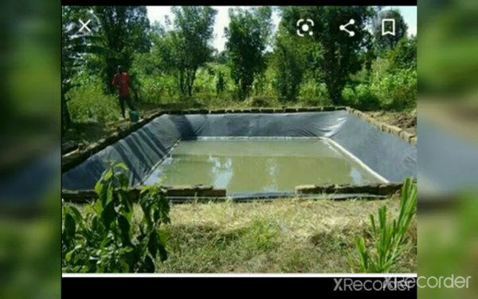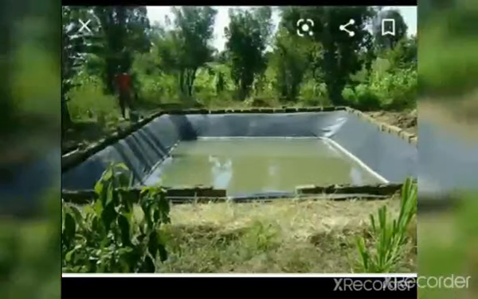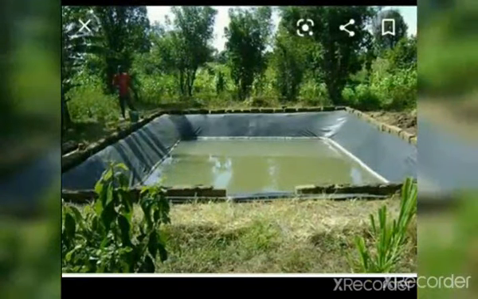These are the few modern methods. As our needs go on increasing, to fulfill the increasing need of water, these are the different ways that people go on finding out to store the water so that they can supply the water continuously throughout the year to the plants and grow the plants. Isn't it interesting? Do you like this video?